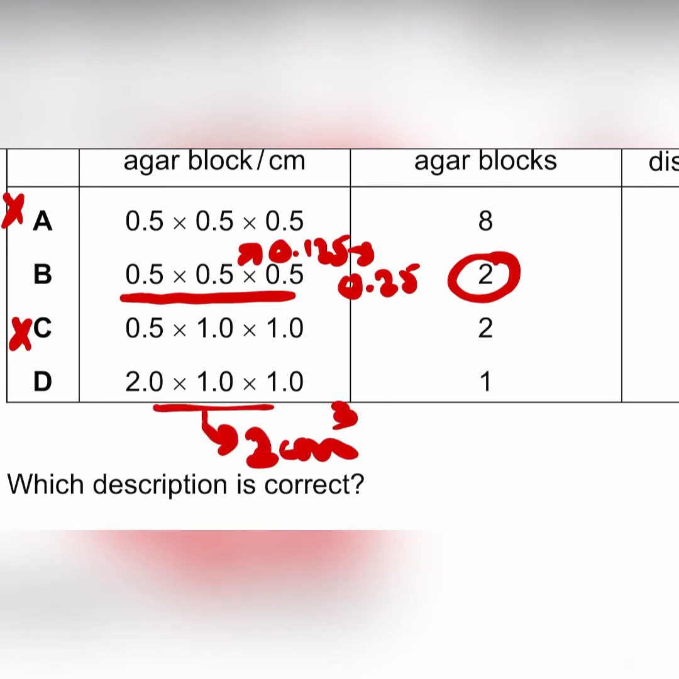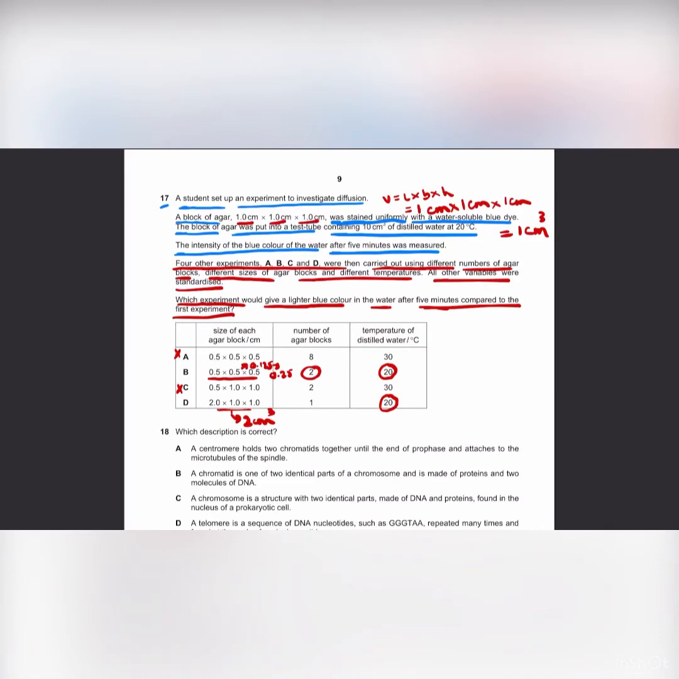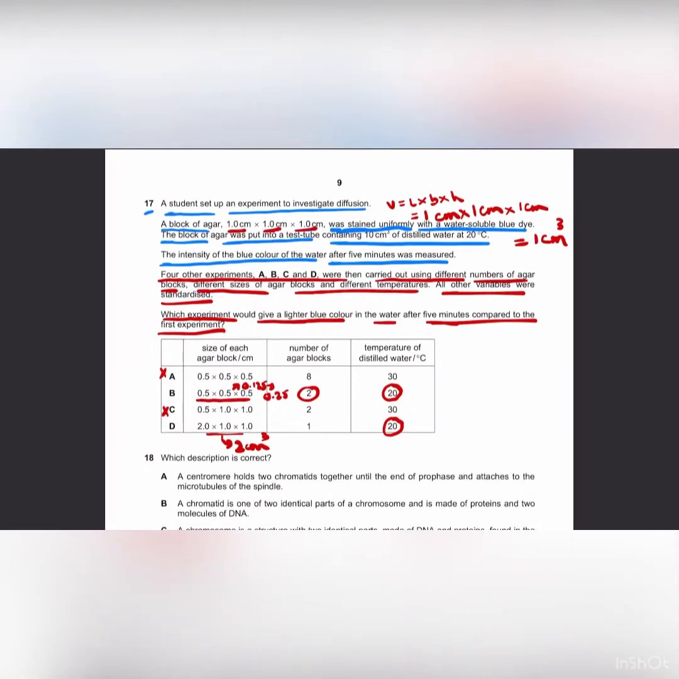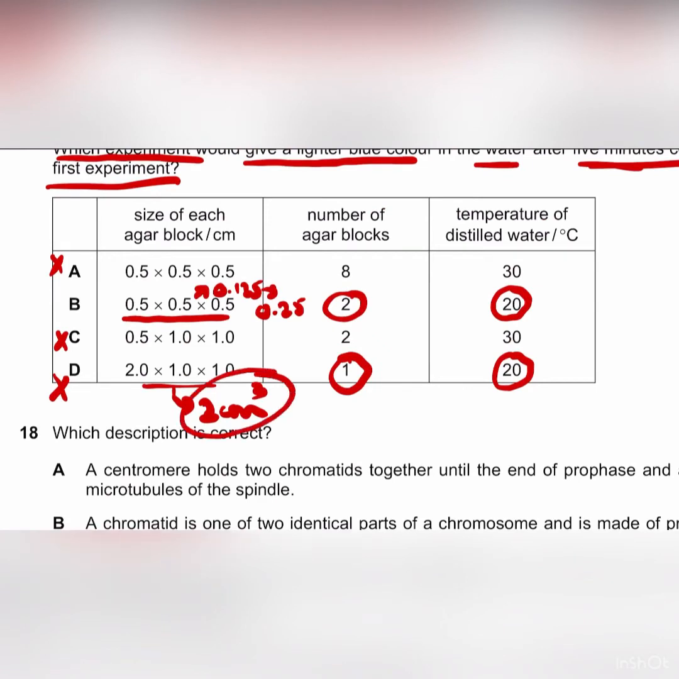So guys, always remember that if the volume of the block or blocks is higher than the original experiment, this means that the block can lose more blue dye and the intensity of the blue color in the water will increase. So option D could not be the answer, it will be wrong, because in option D, we have one block that has a volume of 2 centimeter cube which can hold more blue dye. And when we place this block in the water, more dye can be lost and go into the water, right? And in this way, the blue color in the water will be darker than the original experiment.